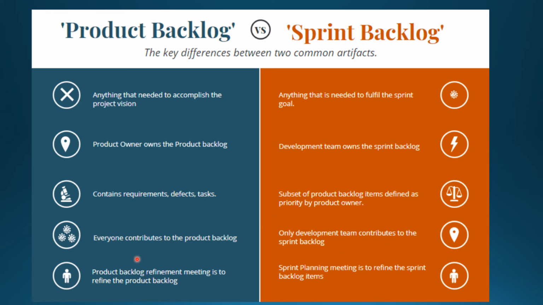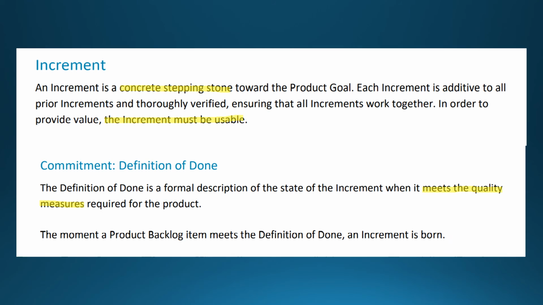Product backlog refinement meeting is to refine the product backlog. Sprint planning meeting is to refine the sprint backlog items. So it is good to have both. It is mandatory to have a sprint planning meeting. It is good to have product grooming sessions. Most well-run agile teams use product grooming as a separate ceremony, so you can include that very well.